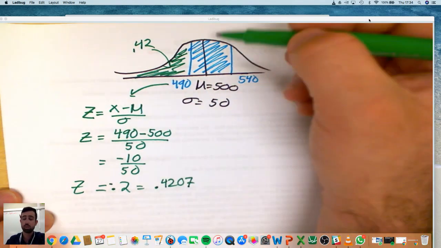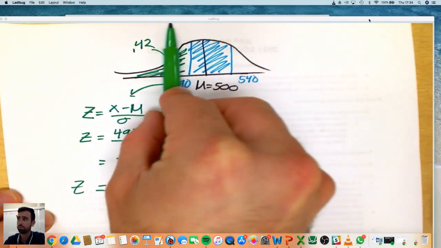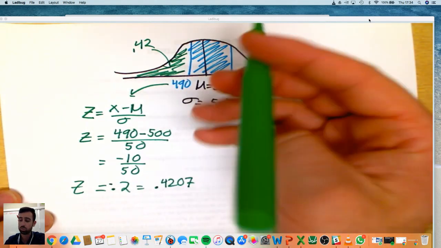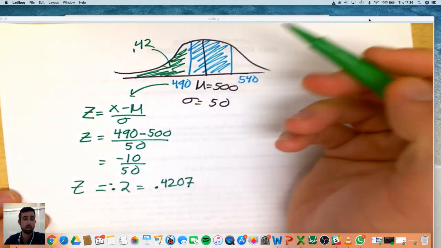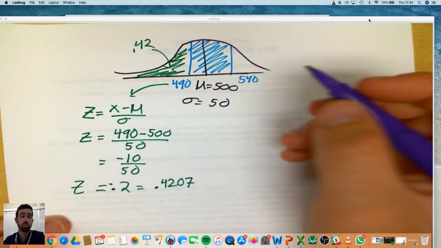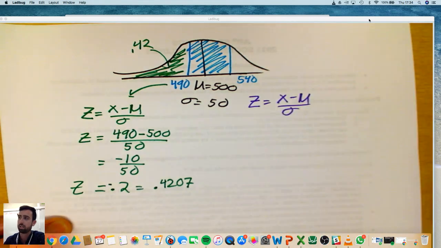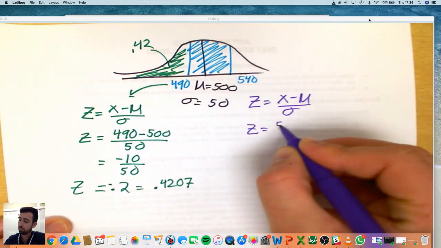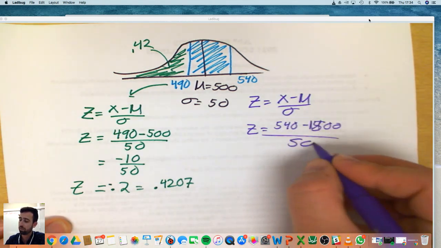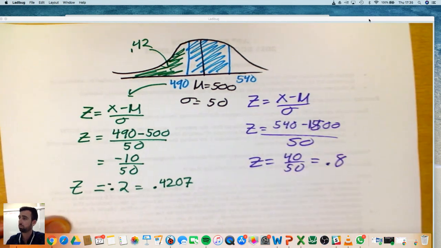The reason we want that is because when we calculate the z-score for 540, that's going to give us everything below. So if I take that percentile, subtract it from the other, what's going to be left is just this area here. So let's go ahead and get the z-score for the bear that weighs 540. Again, z equals x minus mu divided by my standard deviation. Z equals 540 minus 500 divided by 50. So z equals 40 over 50, which is going to be 0.8.